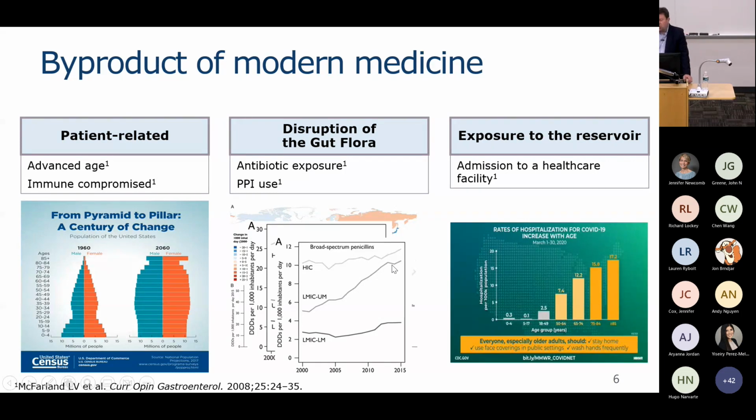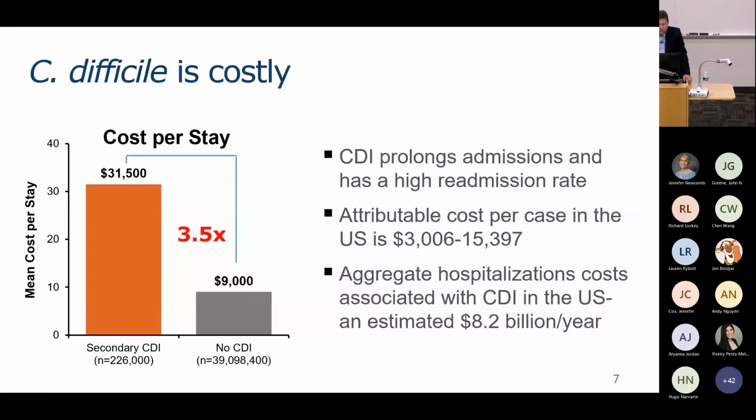spectrum antibiotics. Back to admissions, I didn't really find any data about admissions over time, but I saw data from the COVID era, and there's no question that admissions for COVID increased with age, and with increasing age, we're just going to see more and more admissions. So, and I'm not going to talk that much.